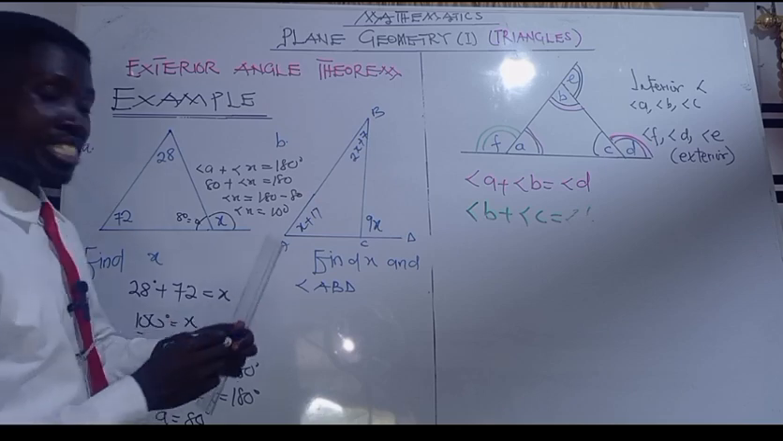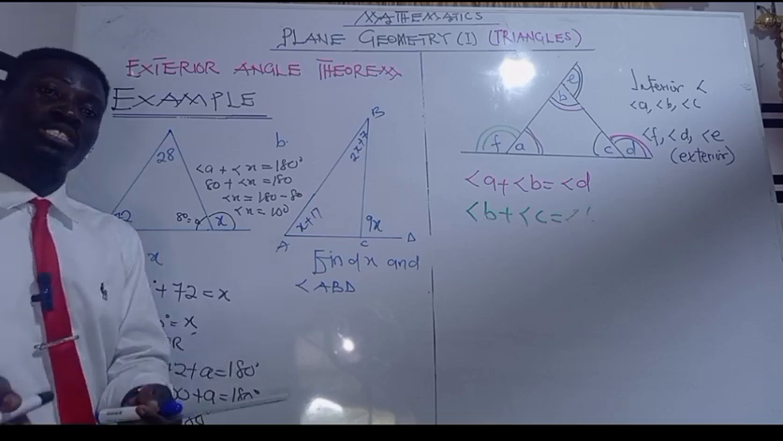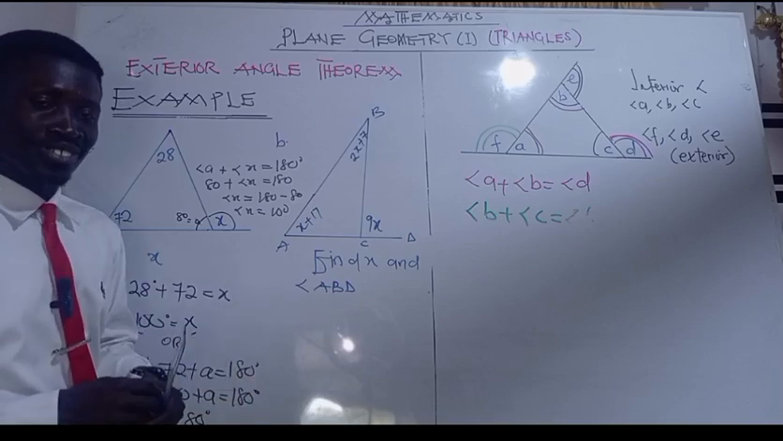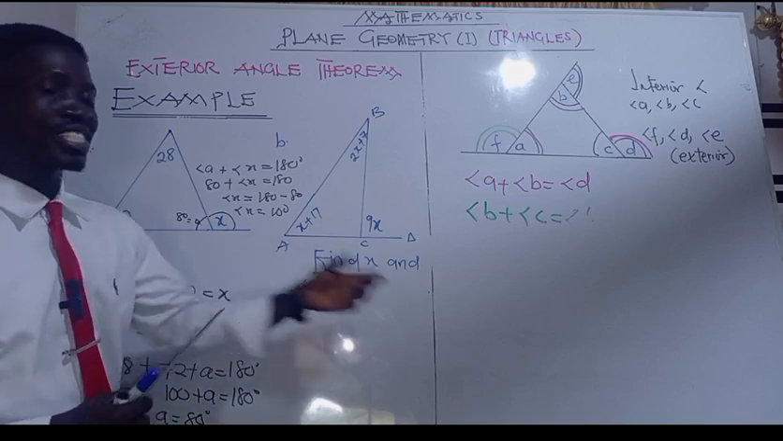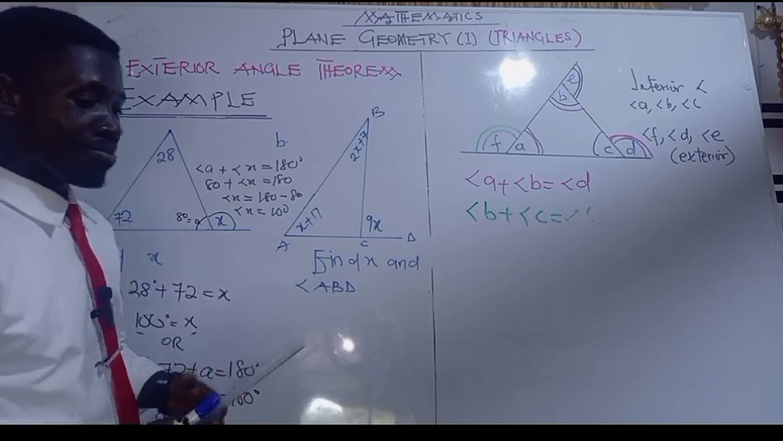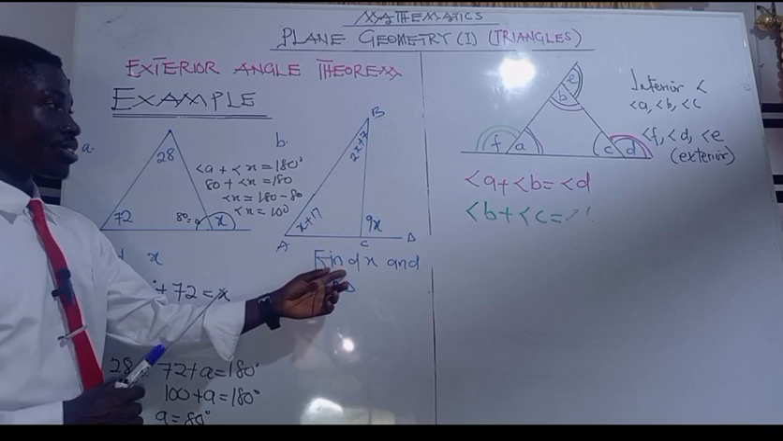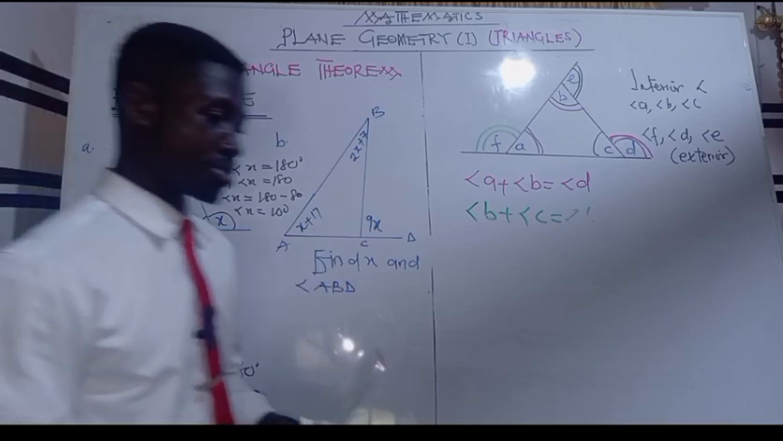So the exterior angle theorem provides a shortcut way of finding values of angles in a triangle with an exterior angle included. Very, very simple. Now you try your hands on this and I'll write the next example.